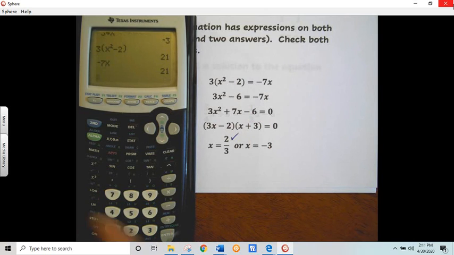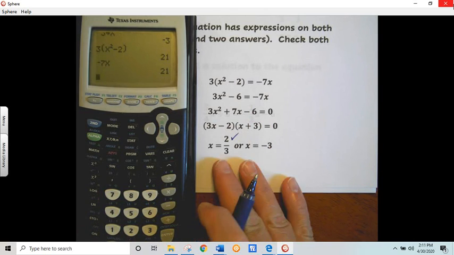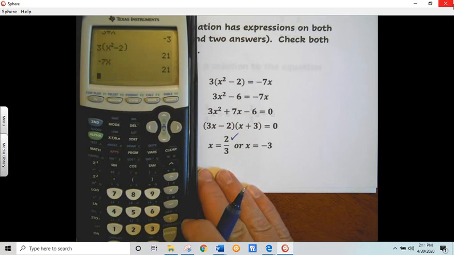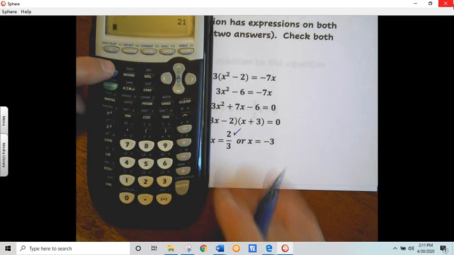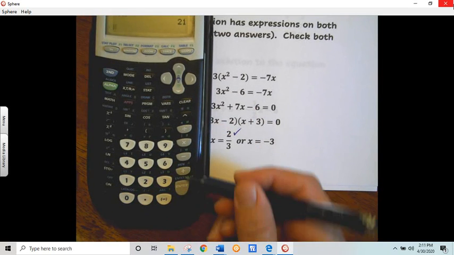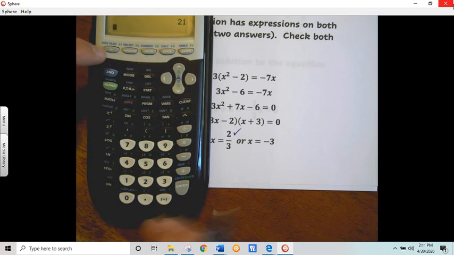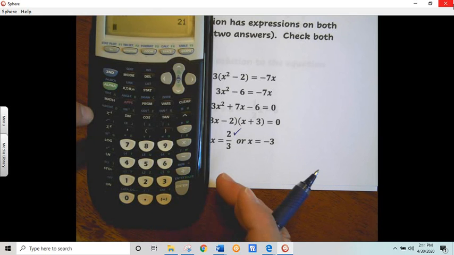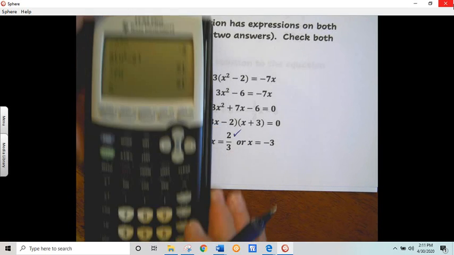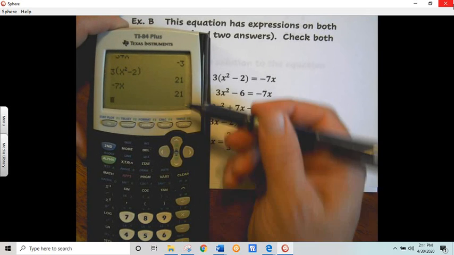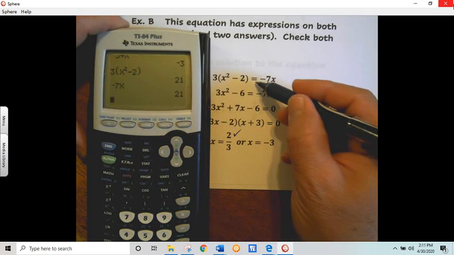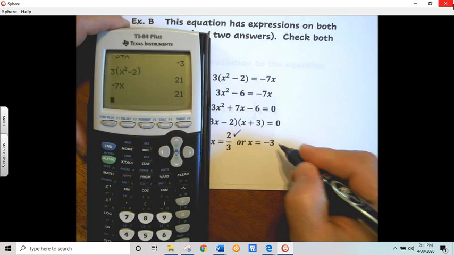Now, if you're dealing with a TI-83 instead of a TI-84, then you'll accomplish that by repeatedly hitting the second key and the enter key, and it'll scroll back in history to find old equations. So you go second enter, second enter, second enter, until it shows up with what you want. Now, we've got equal values, so this equation is true, and we've checked both answers.